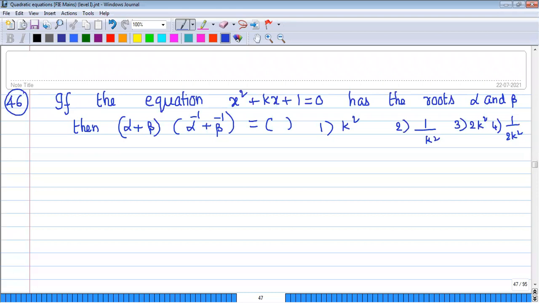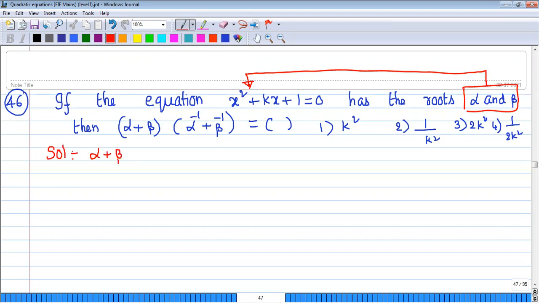K square. So that means alpha and beta are the roots of this equation. So first we can write alpha plus beta is minus k. Alpha beta is equal to 1. Now to add, alpha power minus 1 is 1 upon alpha, beta power minus 1 is 1 upon beta.